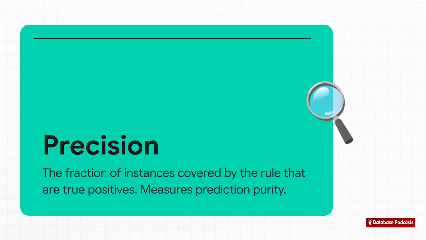Next up is precision. And I like to think of this one as measuring purity. It's asking, of all the things my rule flagged, how many were actually the real deal? High precision is what you want when you can't stand false alarms. You want to be sure that when it flags something, it's right.